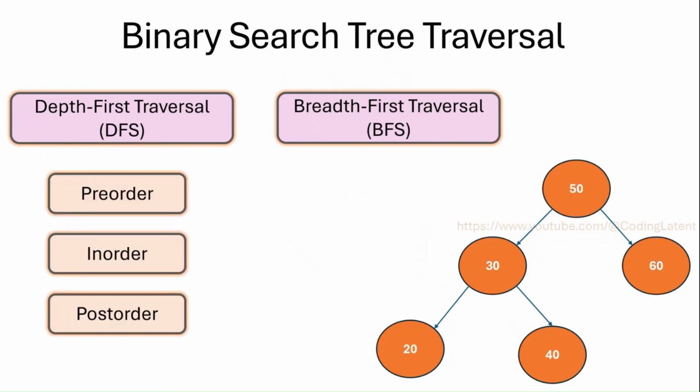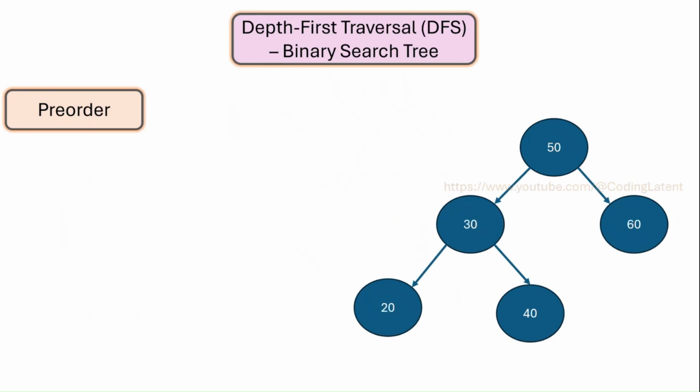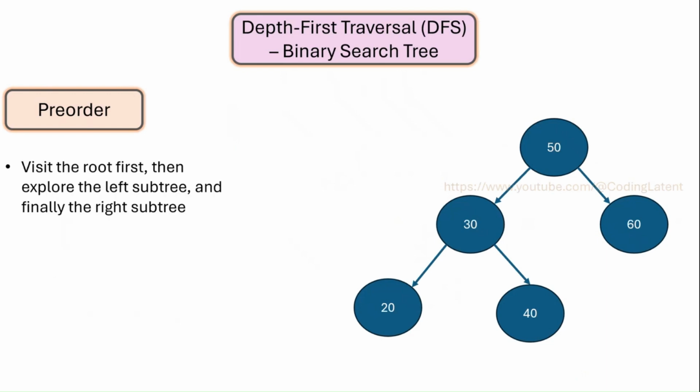In a depth first traversal, we will cover preorder, inorder, and postorder. And in breadth first traversal, we will cover level order traversal. Let's understand the preorder traversal. In a preorder traversal, for a tree, we visit the root first and then explore the left subtree, and after that go for the right subtree.